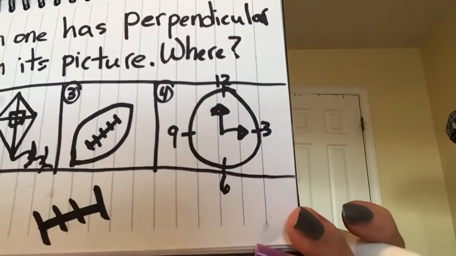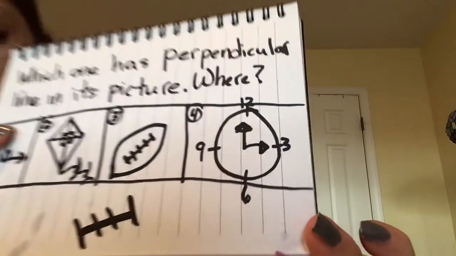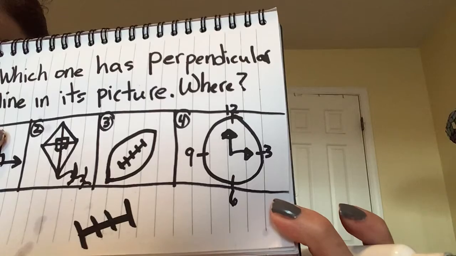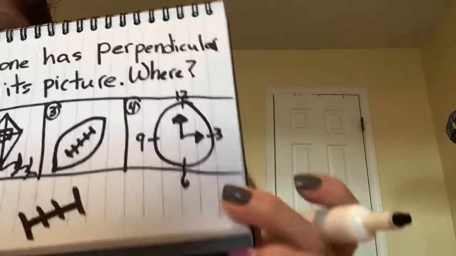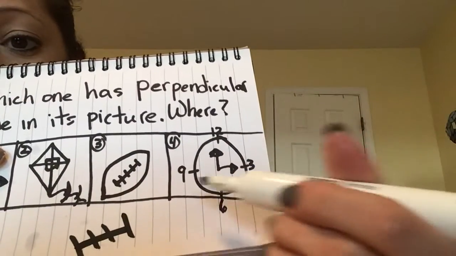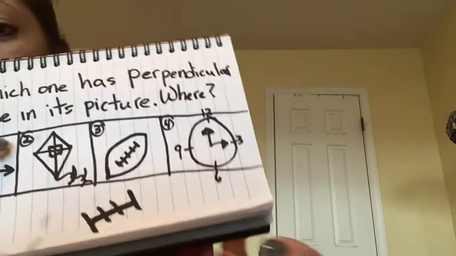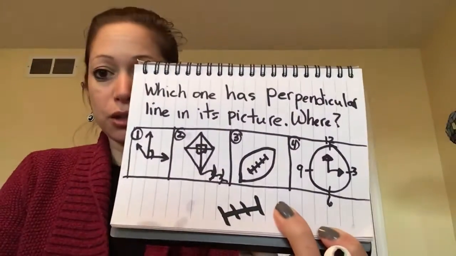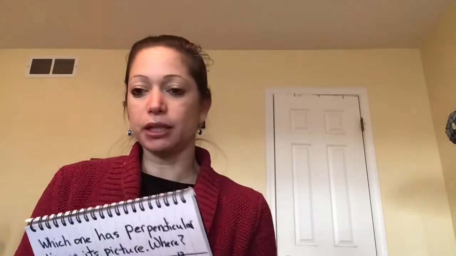And then the last one is a clock. Does the clock have any? If you go from 12 to 3 or 3 to 12, yep, definitely has some right angles. So that middle part, not the circle, but actually the middle part would be your perpendicular lines there. Okay, so those are some good examples of perpendicular lines.